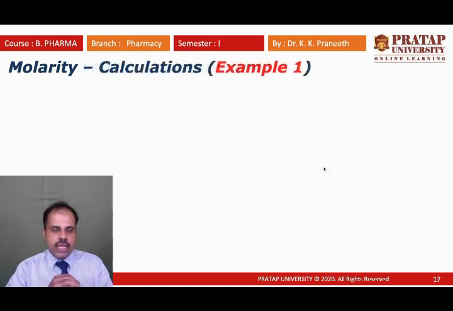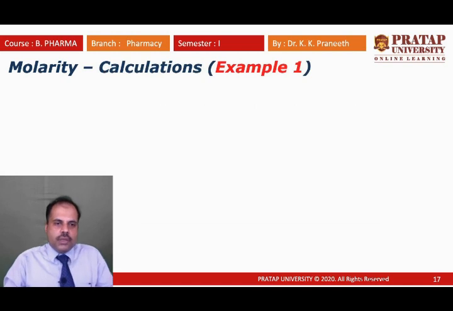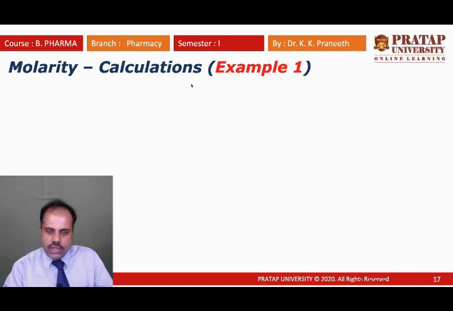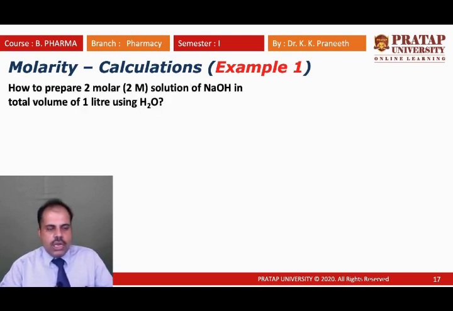Let's take an example of molarity of a chemical and see how to calculate it. This is calculation example number 1. Let's see how you can prepare a 2 molar solution of sodium hydroxide, formula NaOH, in a total volume of 1 liter of water. 2 molar concentration means the solution concentration is 2 molar, but we need to know how to prepare this 2 molar solution of NaOH in 1 liter.